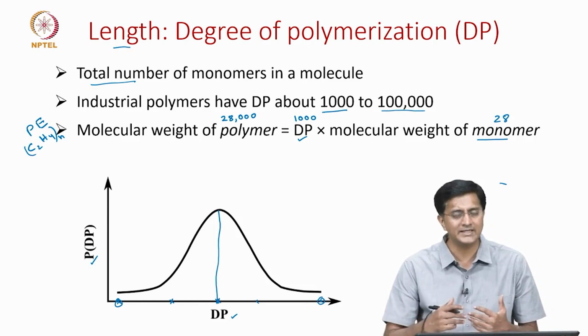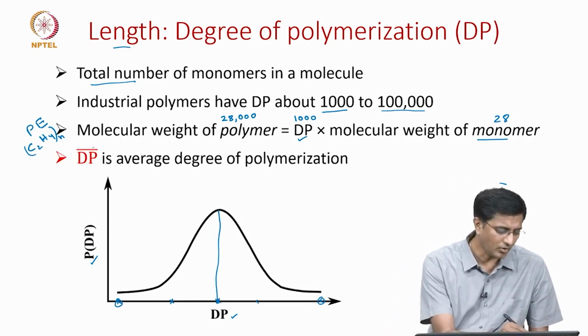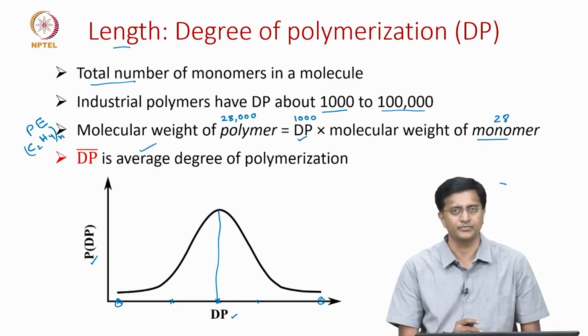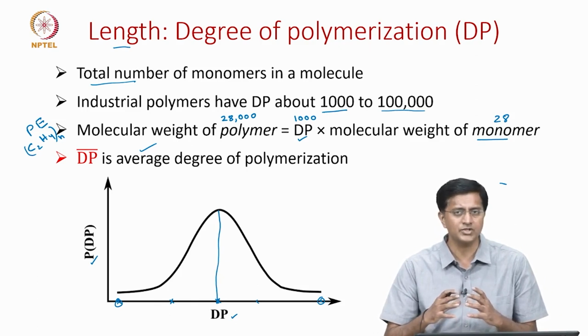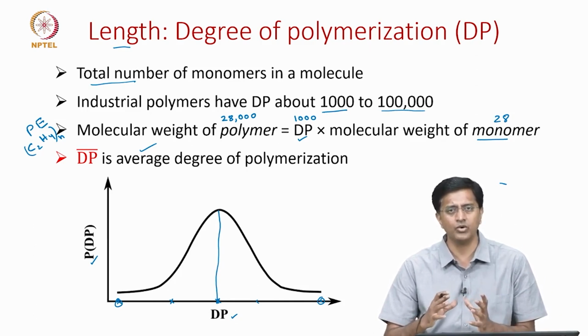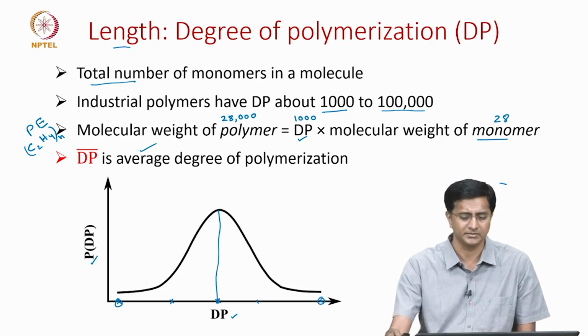So how do we describe this? We describe this using a bar on dP, meaning the average degree of polymerization. This average degree of polymerization is important to know for a polymer we are using or preparing, because it gives an indication about how the polymer behaves. That we will see in the next slide.